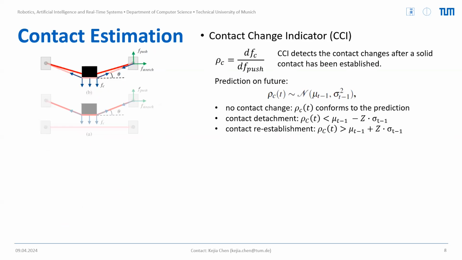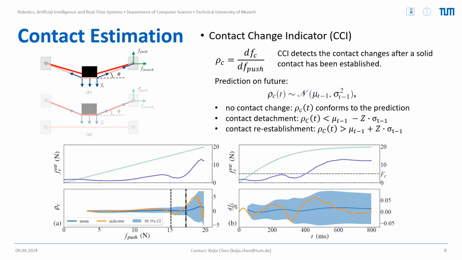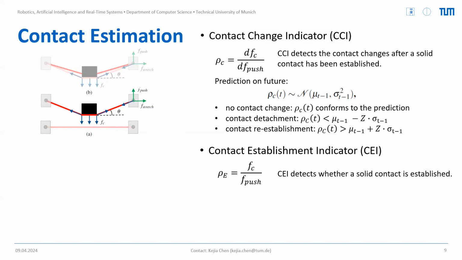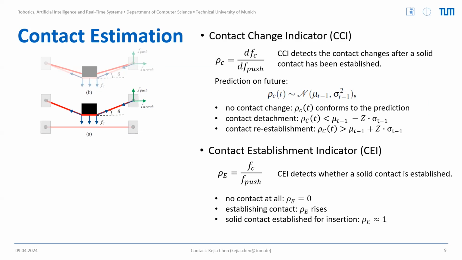To capture the contact drops and rises, we make predictions about the future rho C from the history. The instant of a contact change is then detected when rho C deviates from the prediction. In the example below, we can see a case where rho C detects both contact detachment and re-establishment as it falls outside the confidence interval, but the vanilla contact force change rate fails to do so. Then we define another indicator, rho E, to detect whether there is a solid contact between the DLO and the clip. Rho E is defined as the ratio of the contact force to the feed-forward force, which initially equals 0, and rises gradually until it is close to 1 in the process of contact establishment.